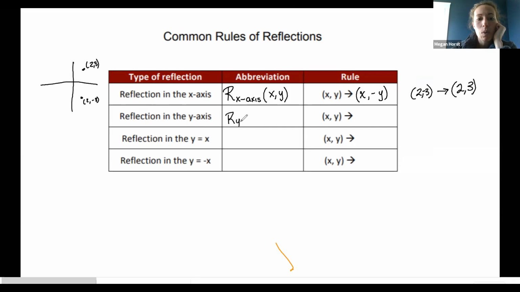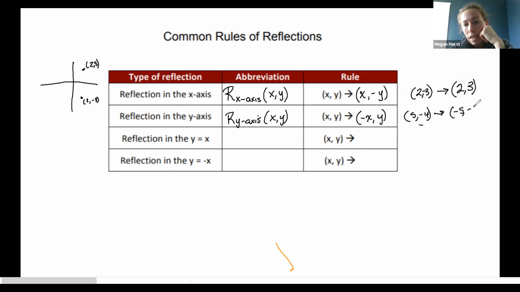A reflection over the y-axis of an ordered pair x comma y. In this case, I'm going to do the opposite of x, and my y value would stay constant. So now if we had 5, -4, I'm going to do the opposite of 5, which is -5, and keep -4 as it is. So again, just to have a visual of that, 5, -4. If I'm reflecting over the y-axis, I need to go 5 spaces to the left to get to the y-axis. So I need to go an additional 5 spaces this way. So I would be at -5, -4.